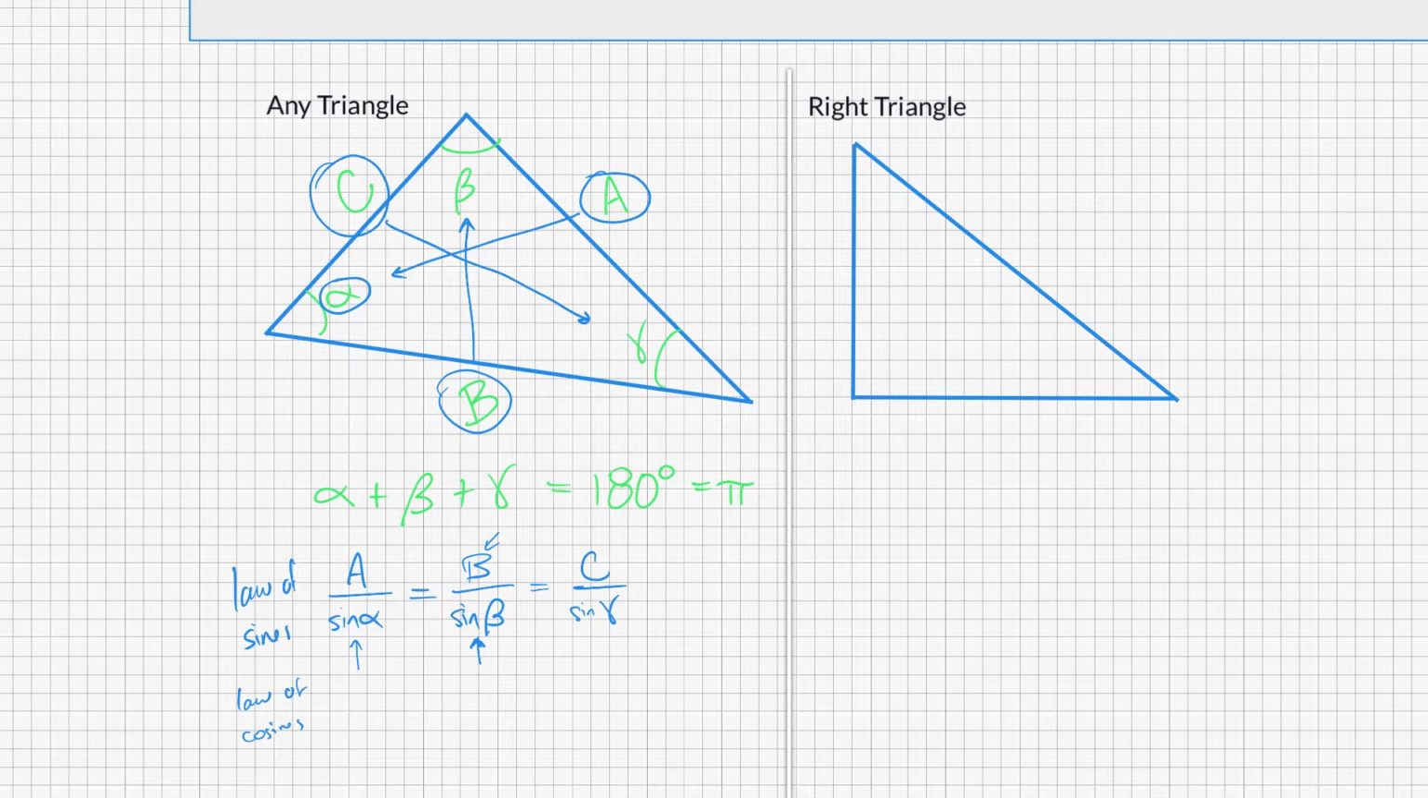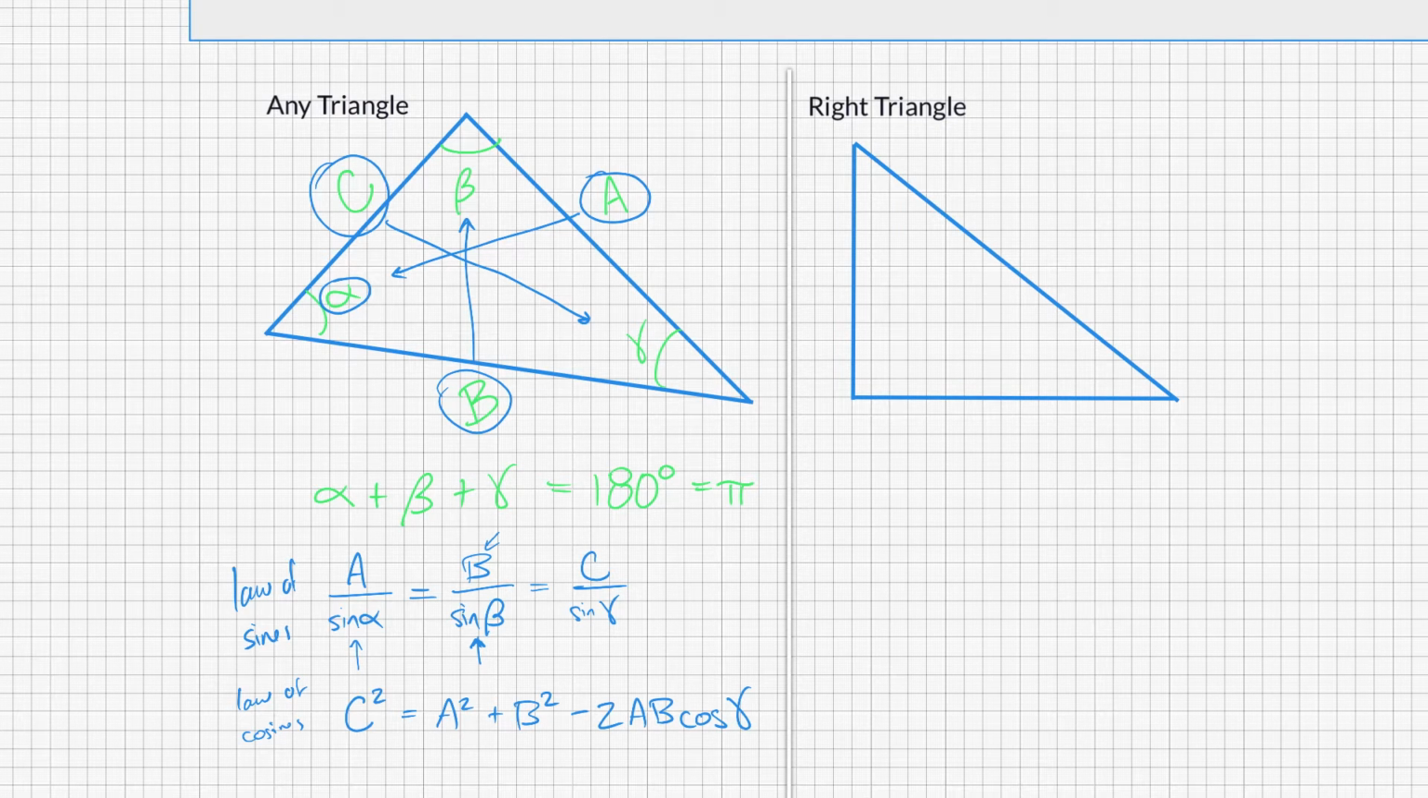Let's do it the way it's typically written: c squared equals a squared plus b squared. That should look familiar. Minus 2ab cosine of gamma.